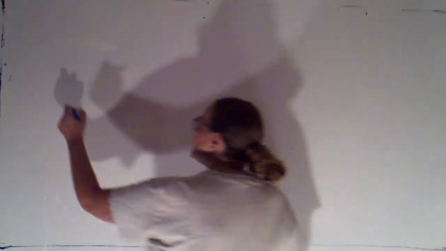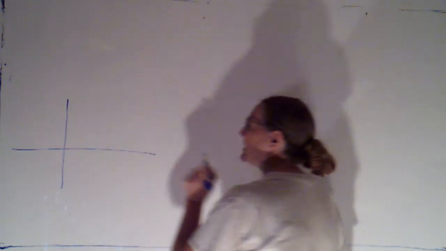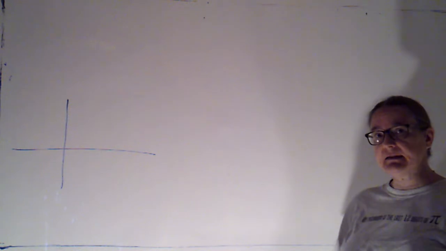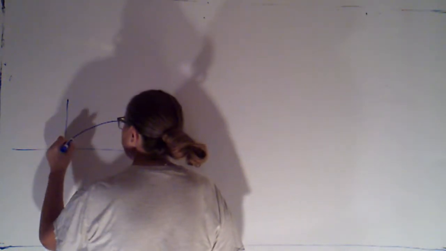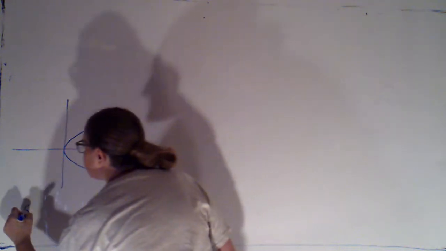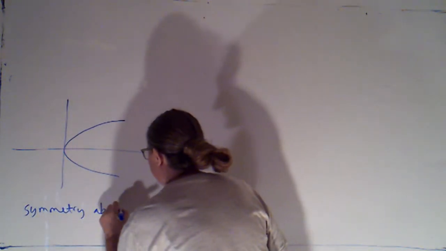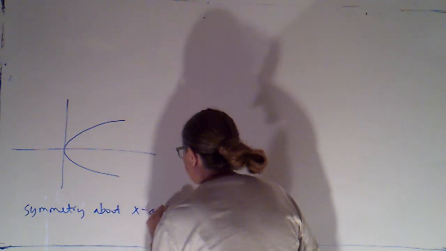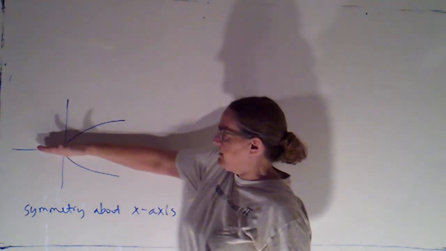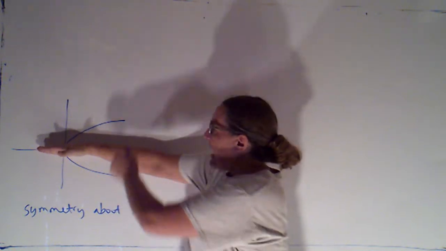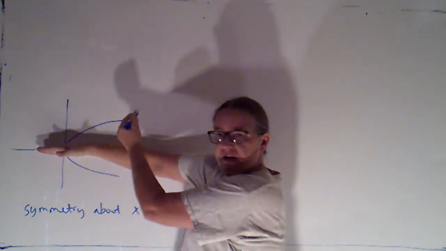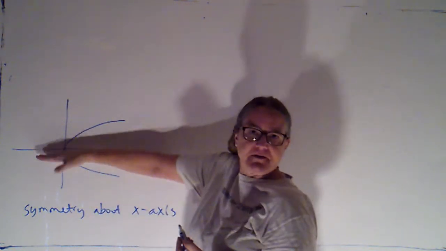In the last video, we took a look at symmetry about the y-axis. The other two types of symmetry we're going to study are symmetry about the x-axis and then symmetry about the origin. Now here's a graph that has symmetry about the x-axis. So the x-axis sort of serves as a mirror, and the top part of the graph is a mirror image of the bottom, and vice versa.